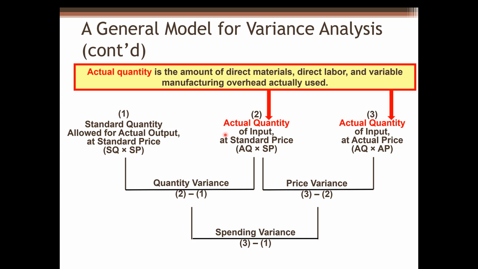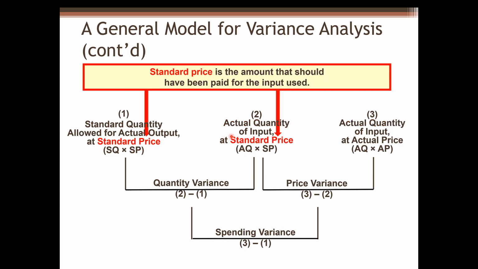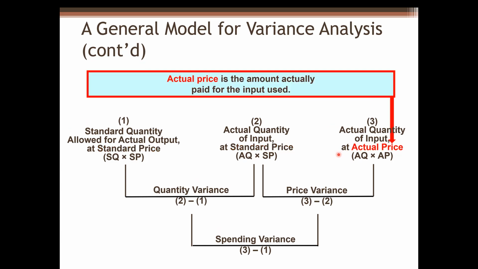Actual quantity represents the actual amount of direct materials, direct labor, and variable MO used. Standard price is the amount which should have been paid for the input used. Actual price is the amount actually paid for the input used.